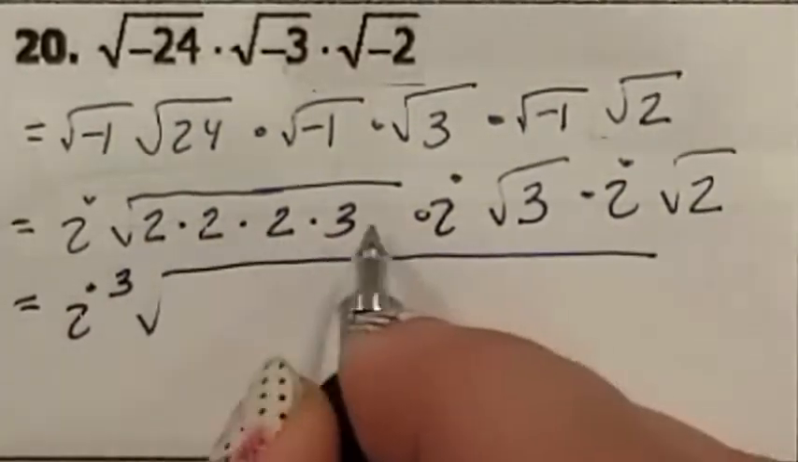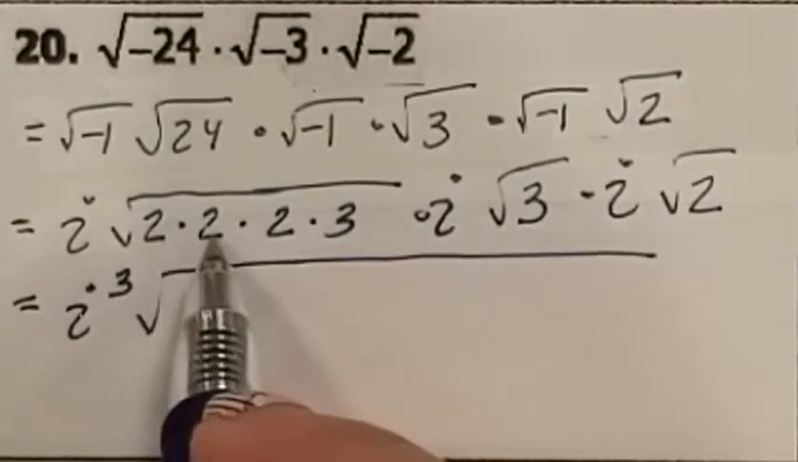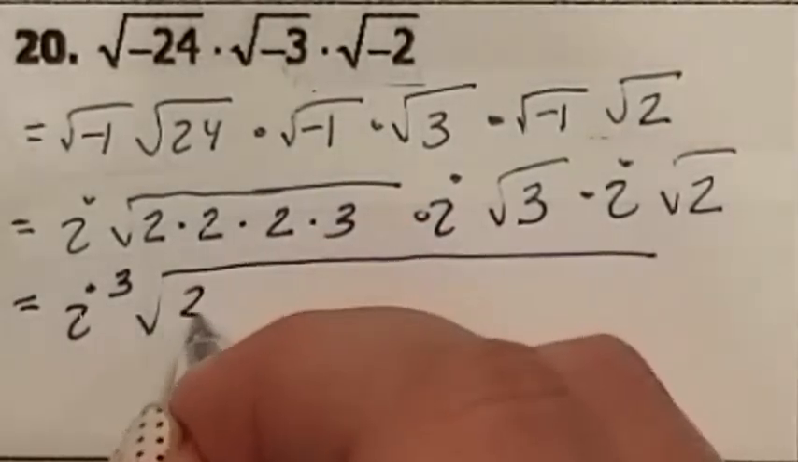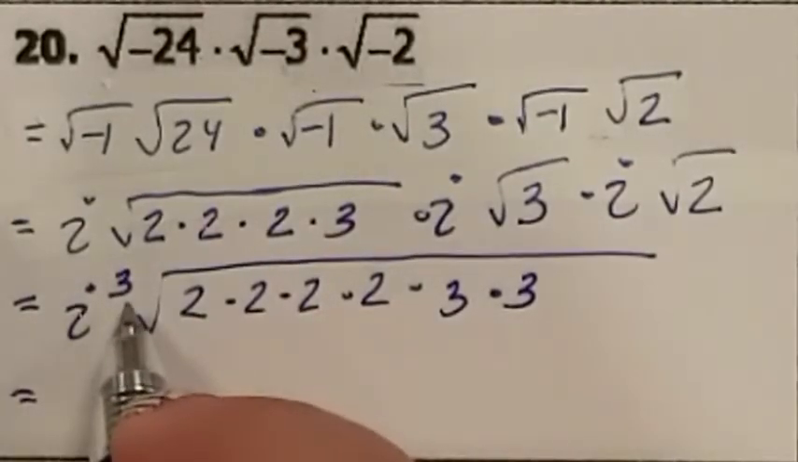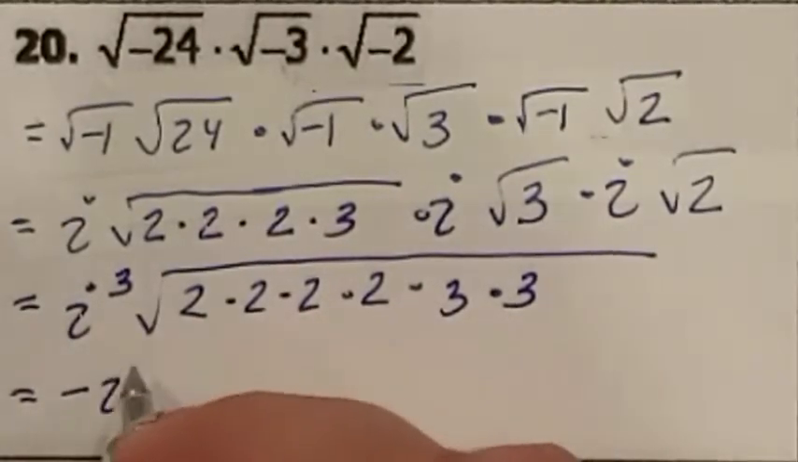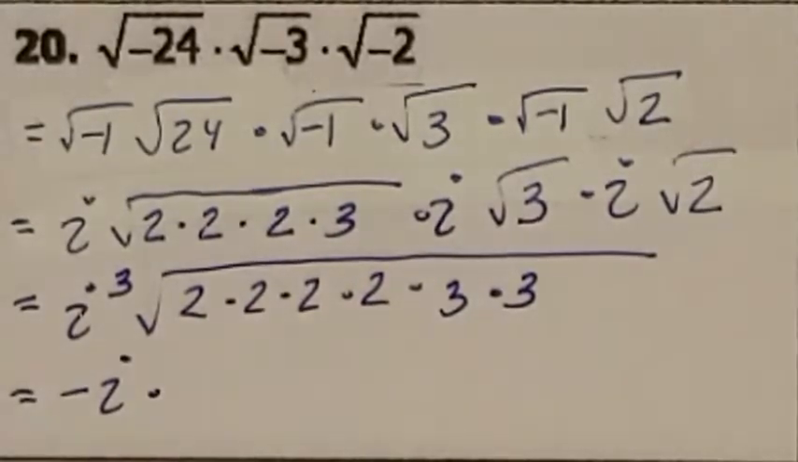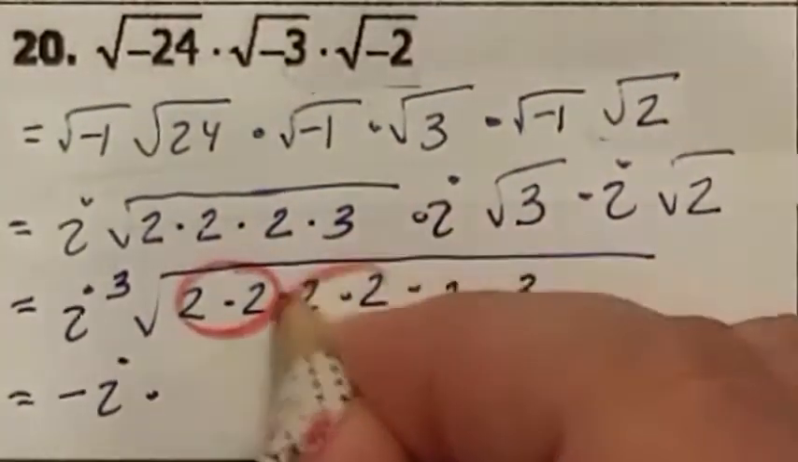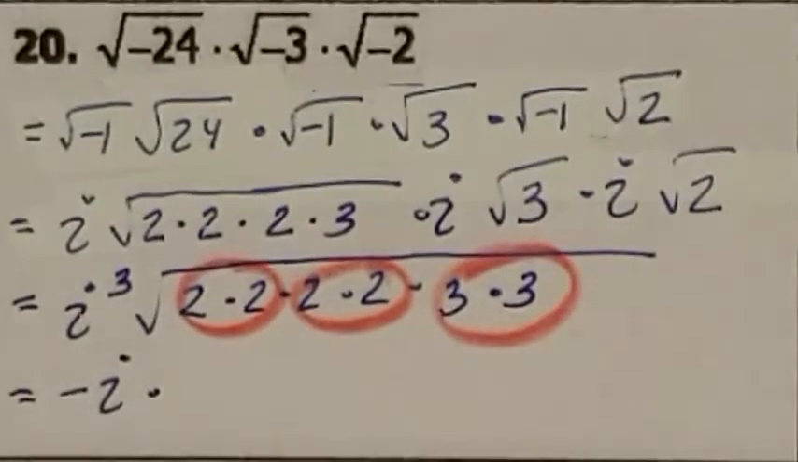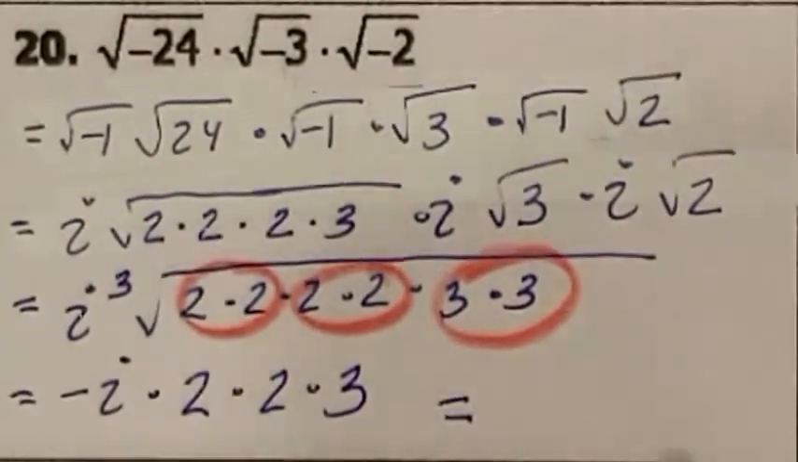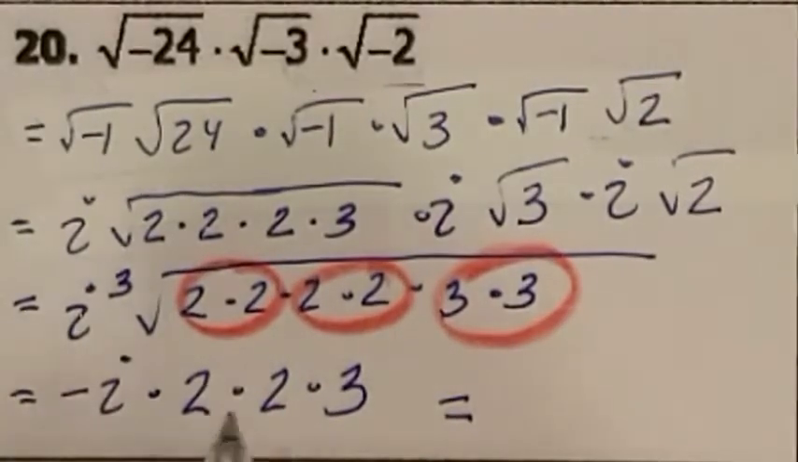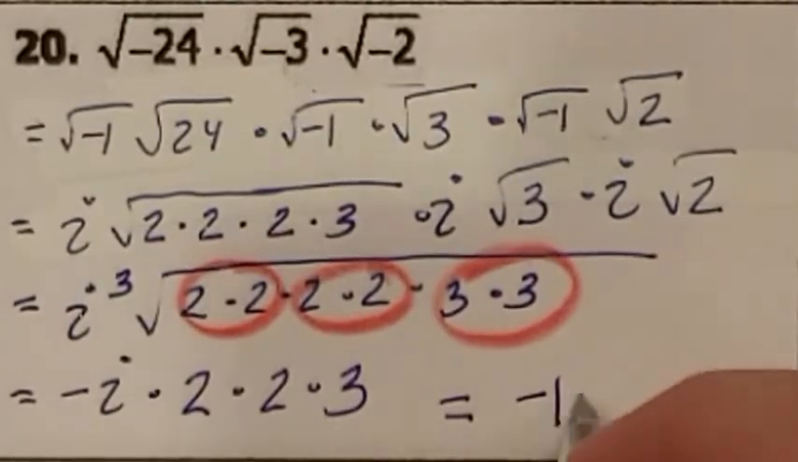All of the numbers can be put in the same square root, so I have 1, 2, 3, 4 2's, and I see 2 3's. i to the third power, we said that was a negative i. If they pair up, they escape, so a pair of 2's and a pair of 3's. Negative i times 2 times 2 times 3 gives me a negative 12i.